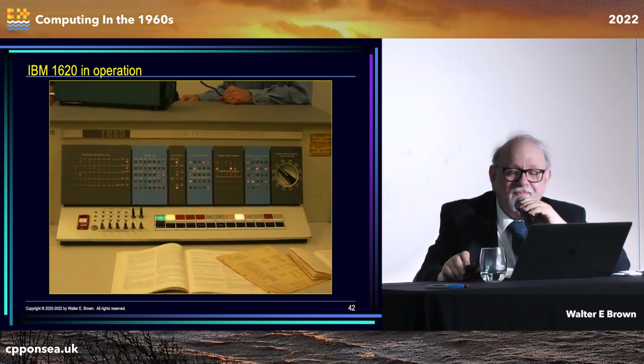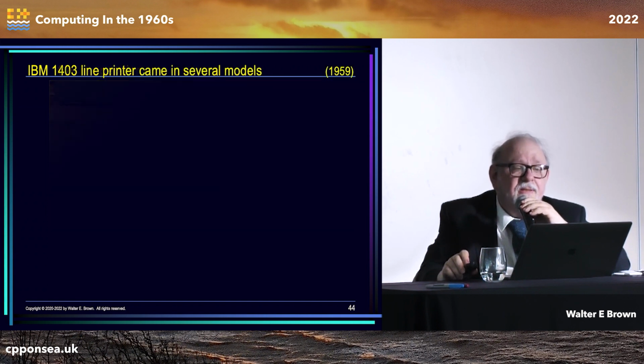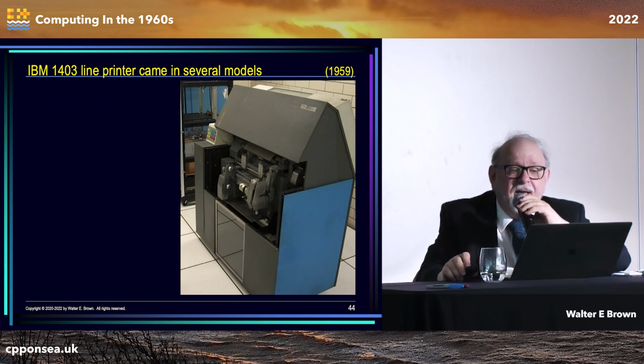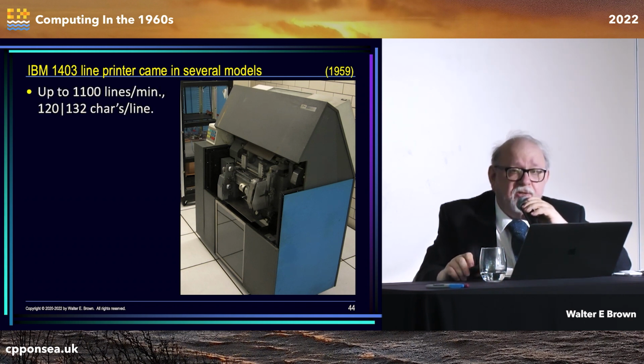All the time. So at some point, we got some more peripherals. This was an IBM 1403 line printer, one of the best of its time. It could print up to 1,100 lines per minute, either 120 or 132 characters per line, depending on what model you got. The cabinet was incredibly heavily soundproofed. This was loud.